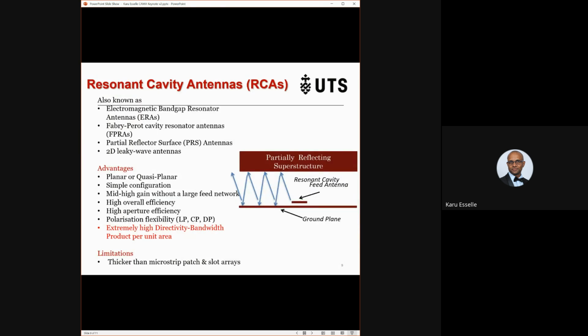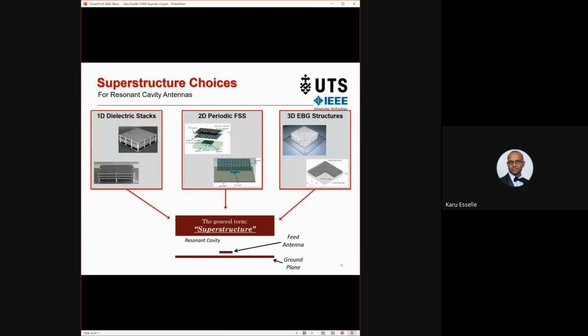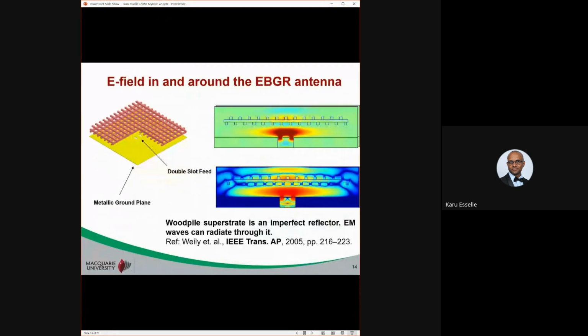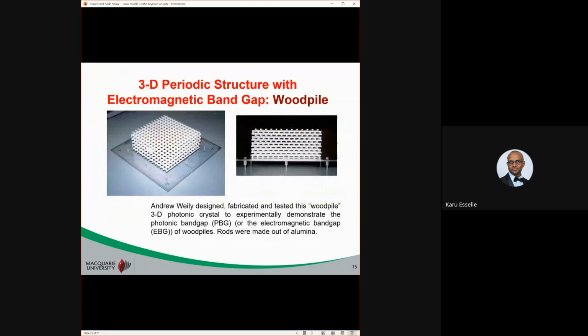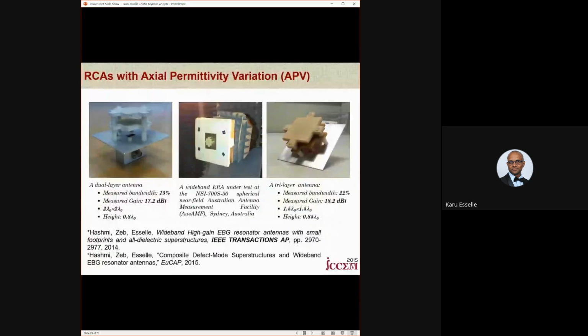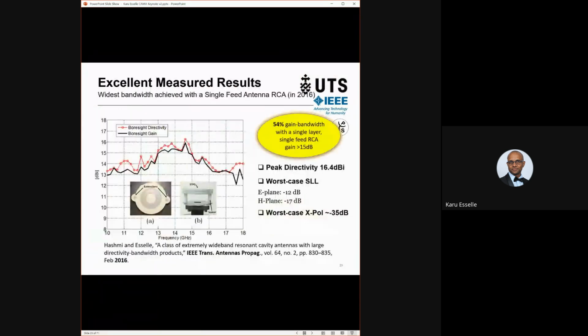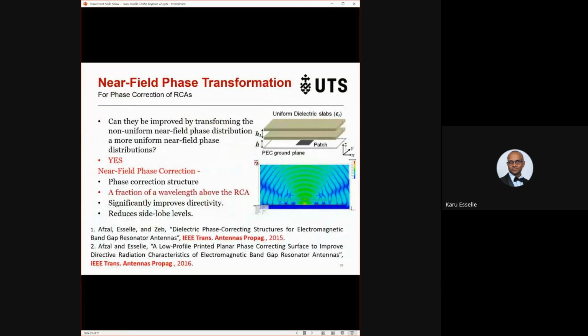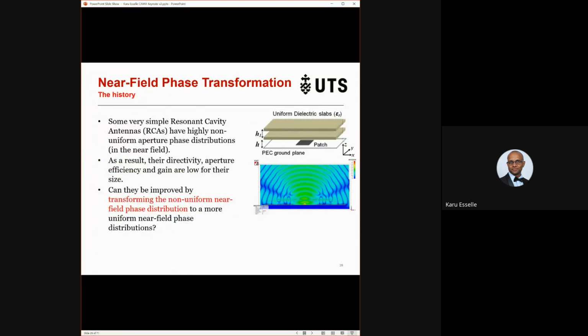To answer this question, I will skip all these RCA things because I had to explain what a resonant cavity antenna is at the conference. Now this is the same slide: can they be improved by transforming the non-uniform near field distribution to a more uniform one?